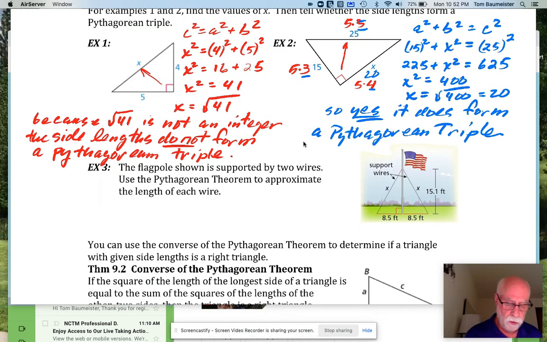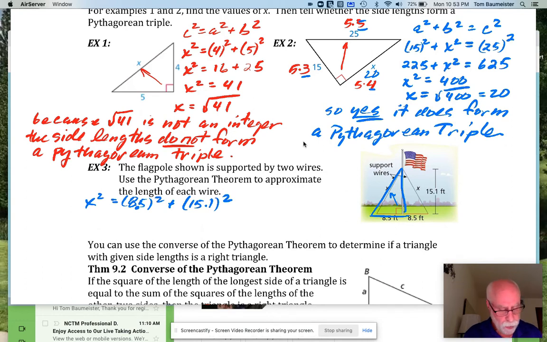The flagpole shown is supported by 2 wires. So again, there is my hypotenuse. So we can on this one here say x squared is equal to, well, 8.5 squared, because again, we're looking at one triangle right here. Okay, so that's 8.5 squared plus 15.1 squared.